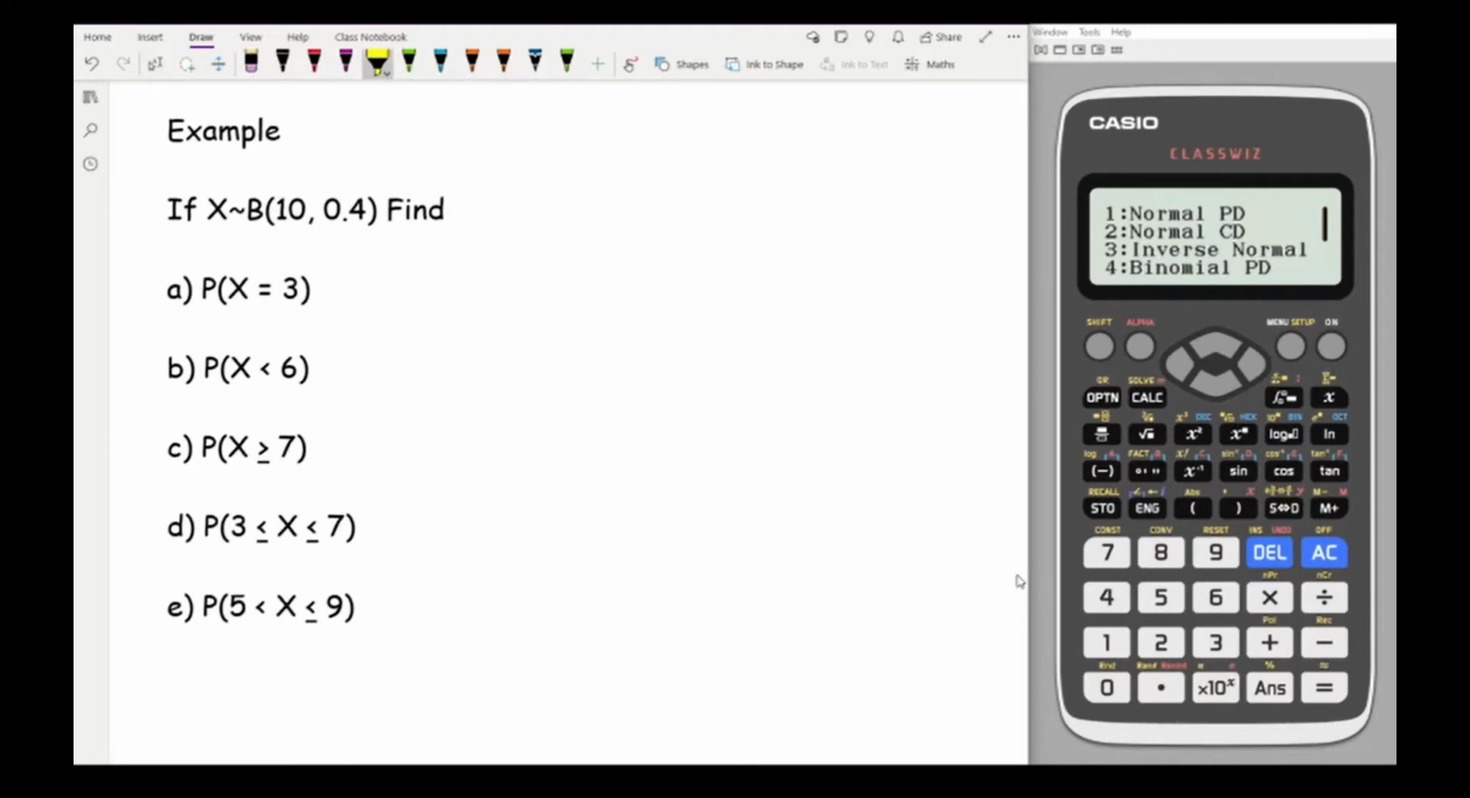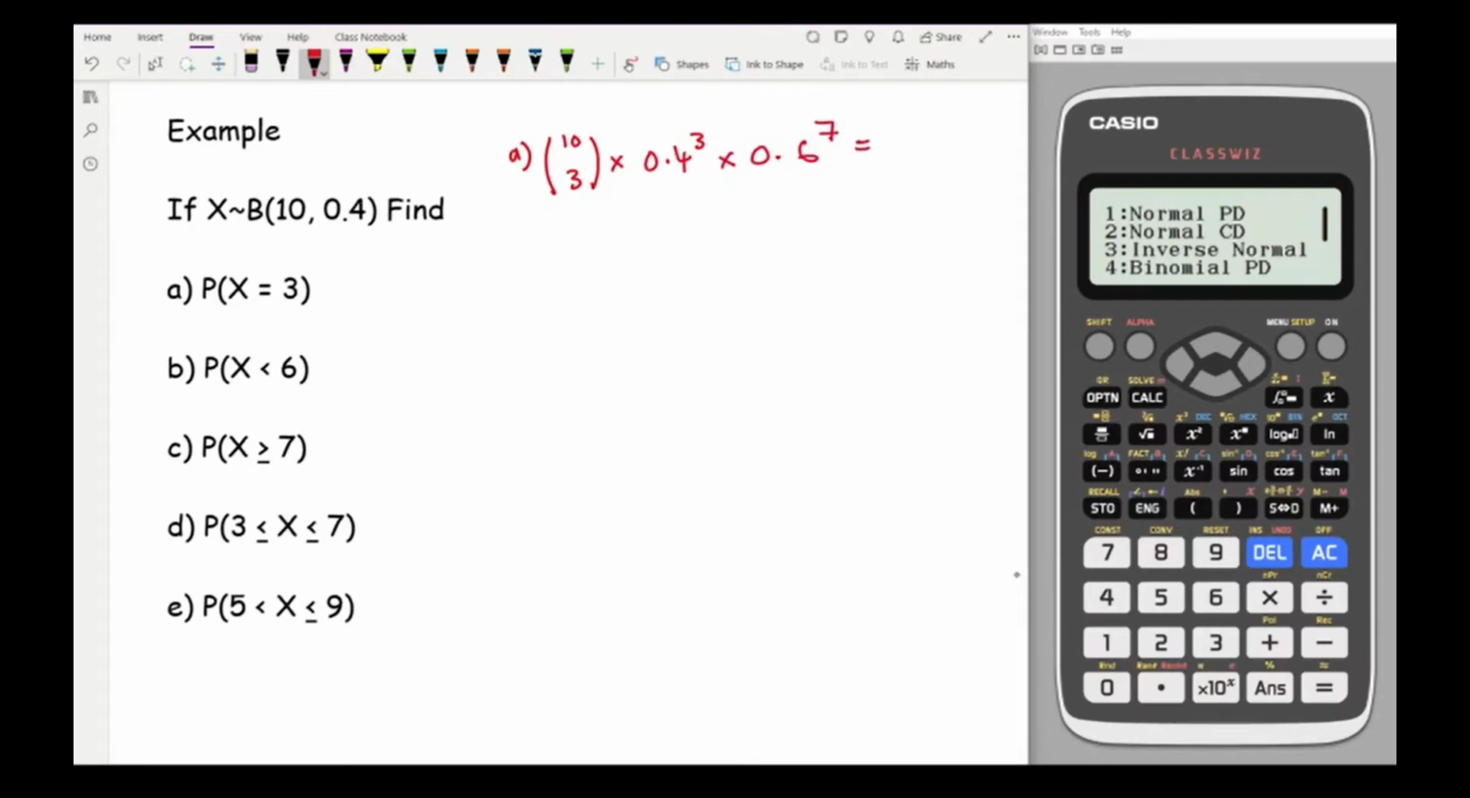For this, I could easily use the formula, particularly for part a, because it's an exact value. Let's get a pen that I can actually write with rather than a marker. So for a, I would typically do, with my calculator, 10C3 times 0.4 to the power of 3 times 0.6 to the power of 7. Press equals and I'd get the answer.